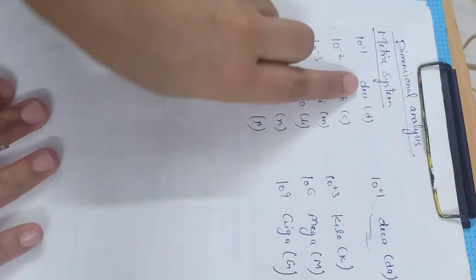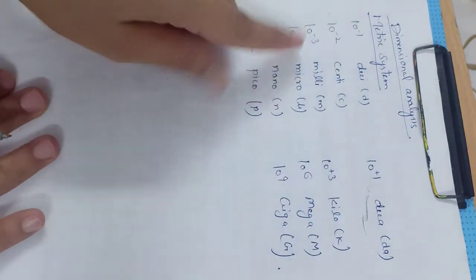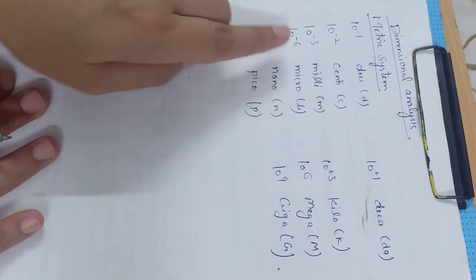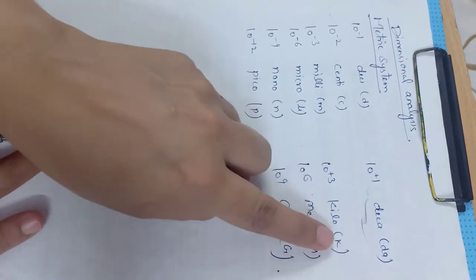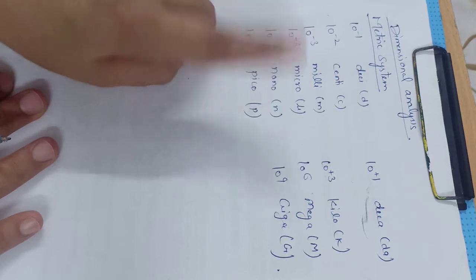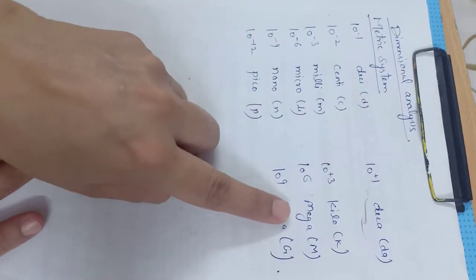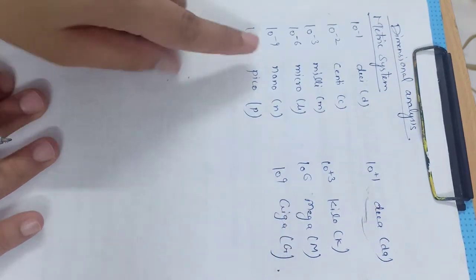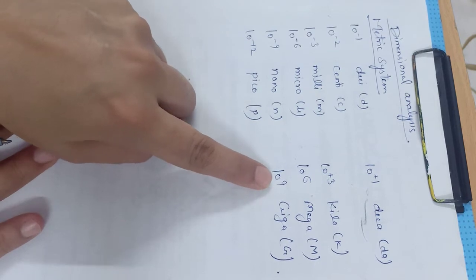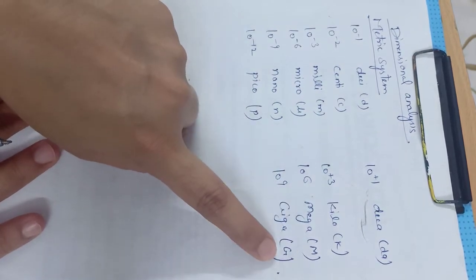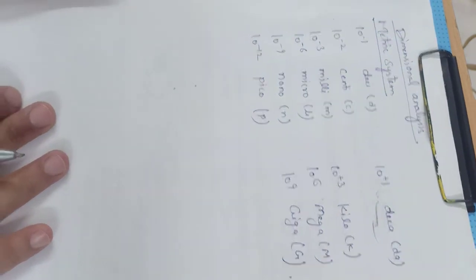Ten power -1 is deci, denoted by small d. Ten power +1 is deca, da. Ten power -2 is centi, small c. Ten power -3 is milli, small m. Ten power +3 is kilo, denoted by small k. Ten power -6 is micro, denoted by mu. Ten power 6 is mega, denoted by capital M. Ten raised to the power -9 is nano, small n. Ten raised to the power 9 is giga, capital G is the symbol. Ten power -12 is pico, denoted by small p.